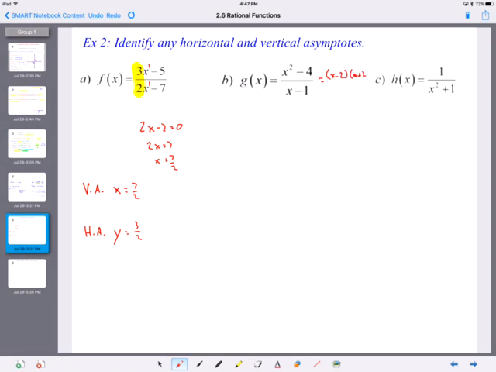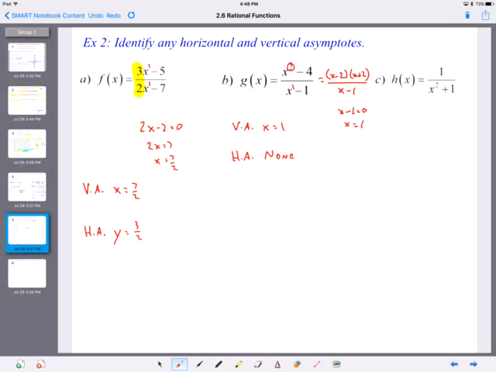By factoring, we're looking for any common factors, which we don't have, so that's okay. So the vertical asymptote has to do with your denominator. X minus 1 cannot equal 0. So at x equals 1, you have your vertical asymptote. And then the horizontal, once again, has to do with your degree. You have a degree of 2 and a degree of 1. It's larger, so therefore your horizontal asymptote is none. So you won't have one on this one.